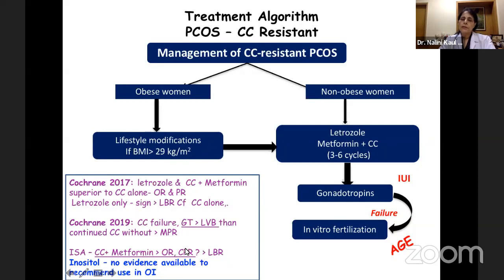With inositol, there is not enough evidence available. I think the number of studies is still low, and it may be a few years before we get any evidence of its use or benefit in PCOS, CC resistant PCOS.